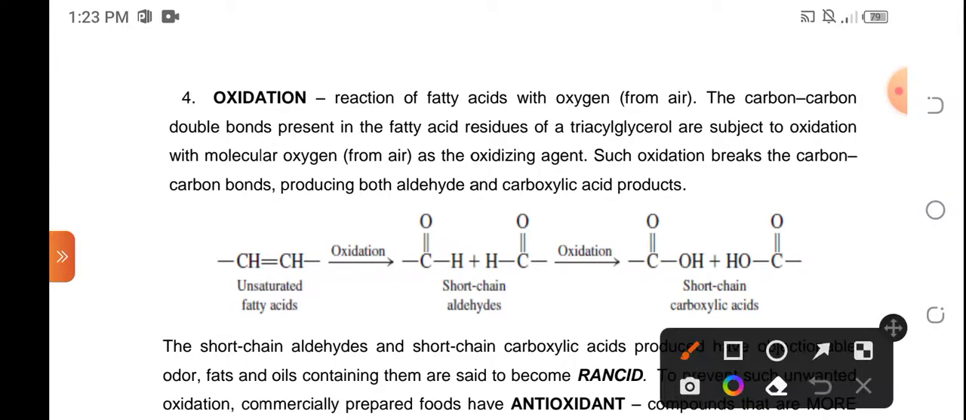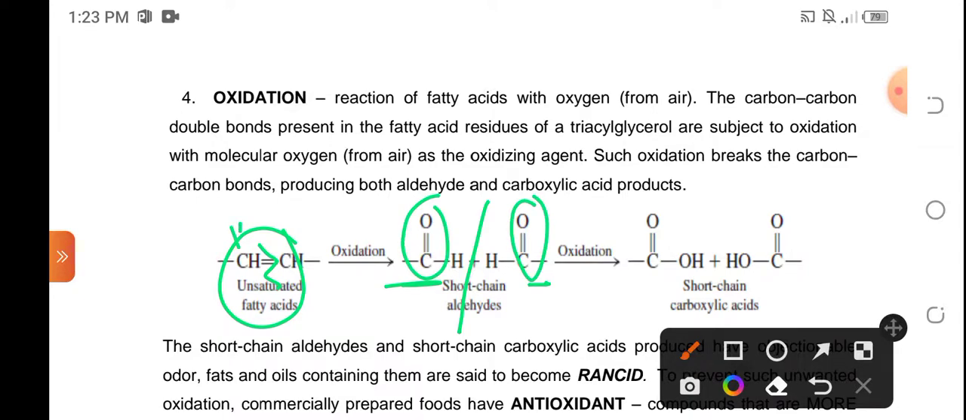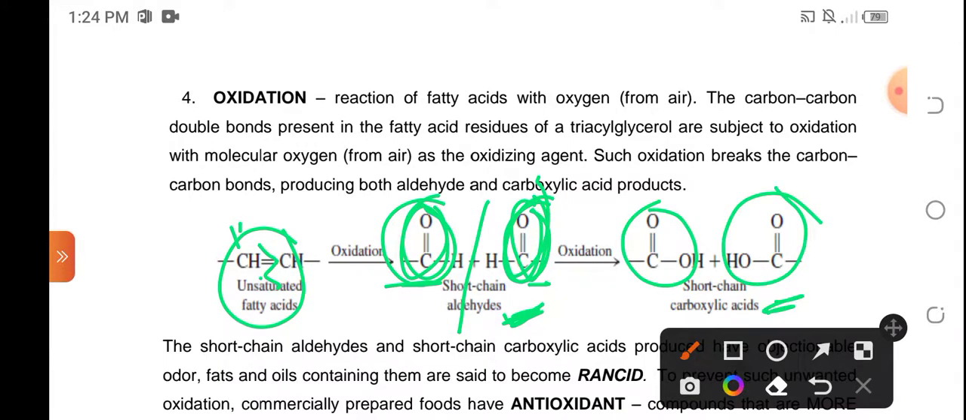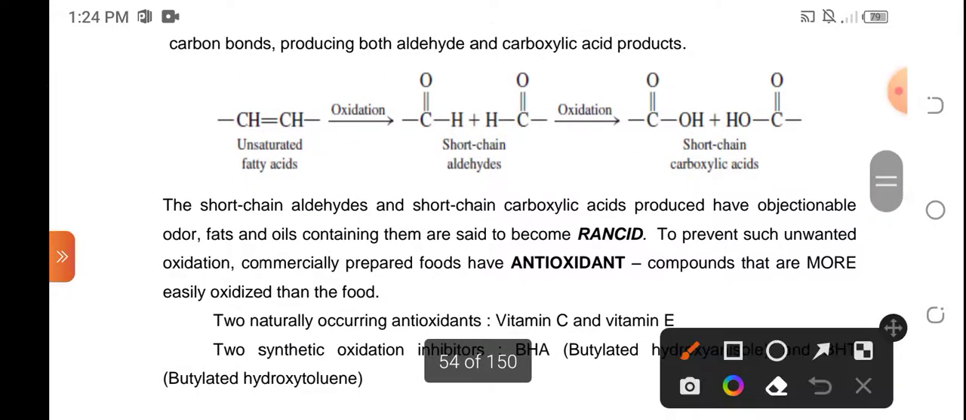So the mechanism is the site of reaction would be the double bond. Magbe-break daw yung bond na yan. So magproproduce tayo ng dalawang carbon atom. And dyan madadagdag yung oxygen. So instead na double bond siya, naging carbonyl group siya. And we all know that carbonyl group is the functional group for aldehyde. And further oxidation will cause this carbonyl group to be oxidized into a carboxyl group, which is eventually the functional group for carboxylic acid. And still they are short chain.